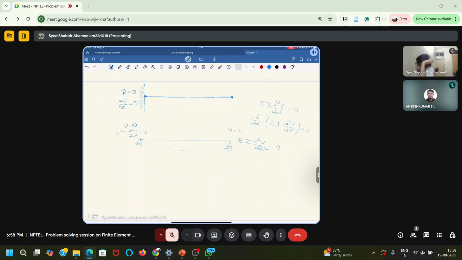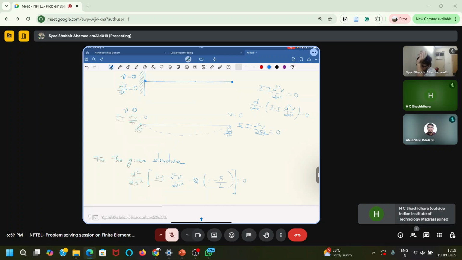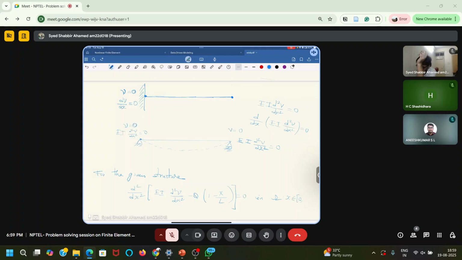So for the given structure, this is our governing differential equation: d²/dx² of (EI d²v/dx²) minus μ(1 - x/L) equals 0. And this is over the domain x belonging to 0 to L.